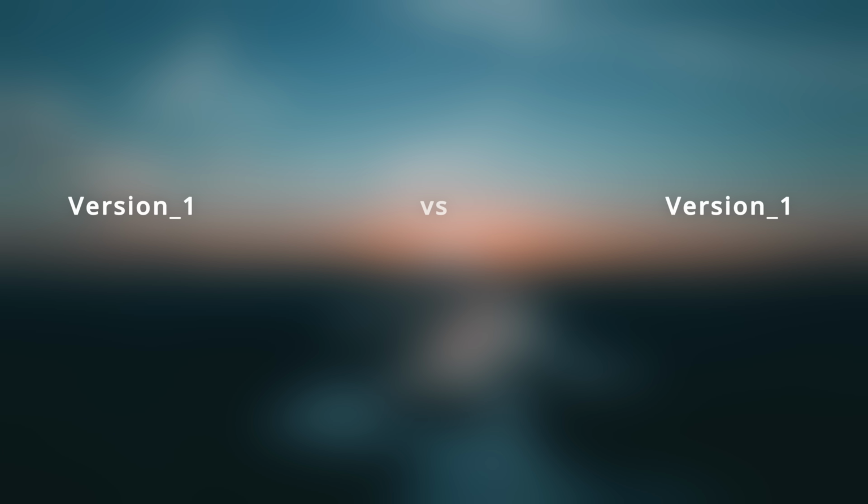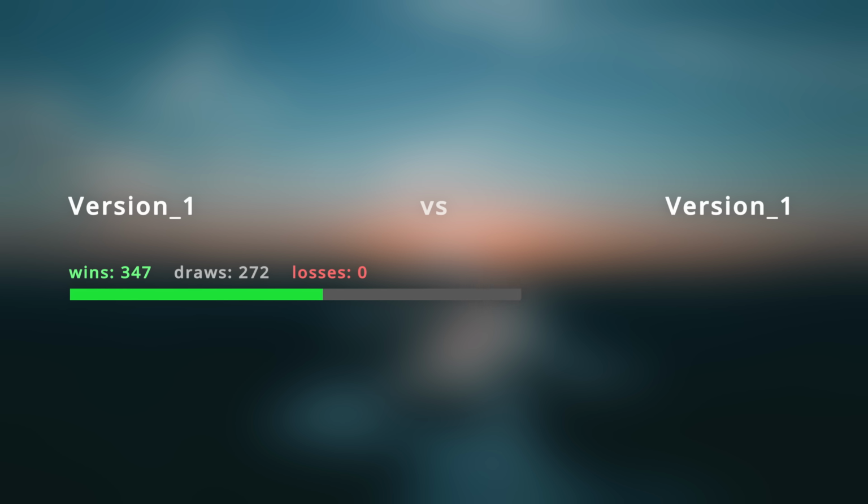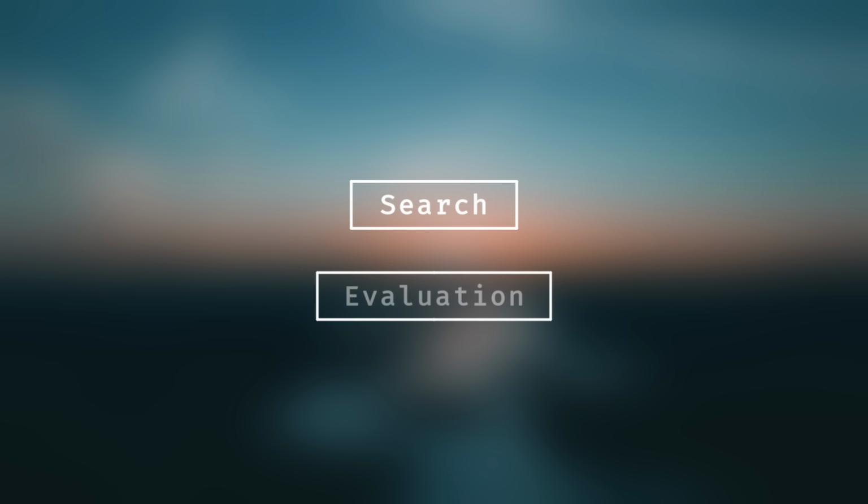You won't be shocked to learn that it was a pretty even match between version 1 and version 1, with the one version 1 winning 347 games and losing 355. So with our test setup working, let's try to actually improve the program. I'd say there are 2 main areas we can focus on, search and evaluation.